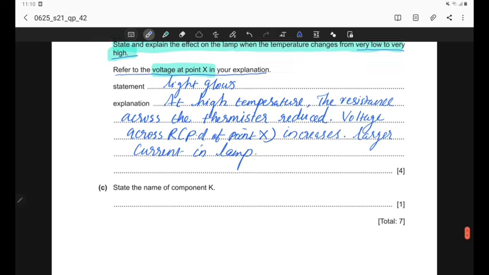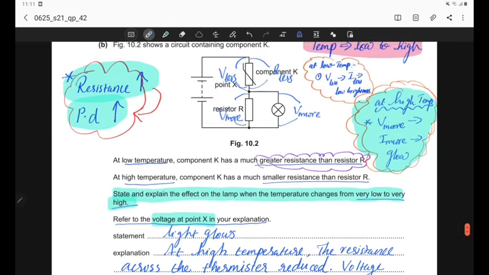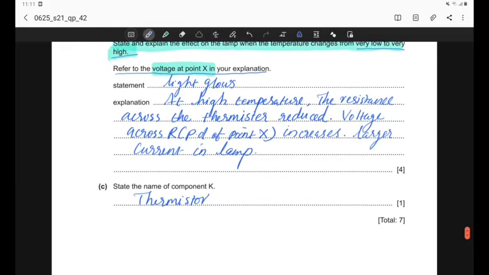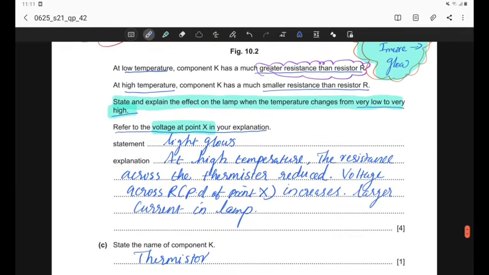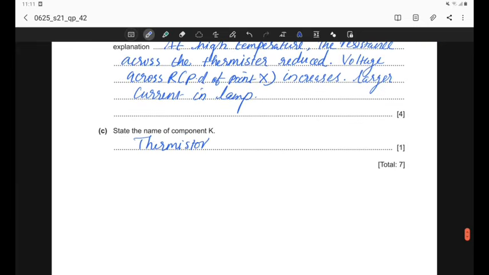Part C, state the name of the component K. We have already discussed it. It's a thermistor. By looking at the symbol given in the figure itself, we can identify it's a thermistor, and the property of this component is also mentioned in the question: when the temperature is high, resistance will be low. When the temperature is low, resistance will be high, so we can easily understand that this is a thermistor.